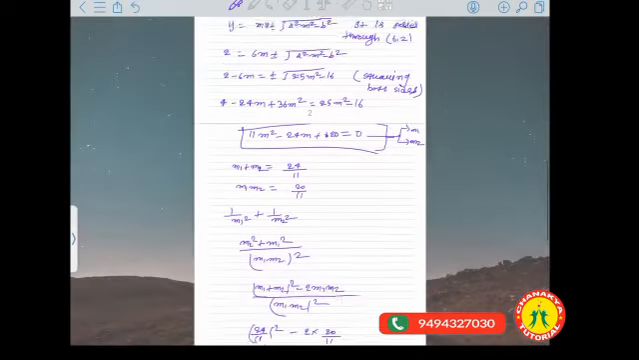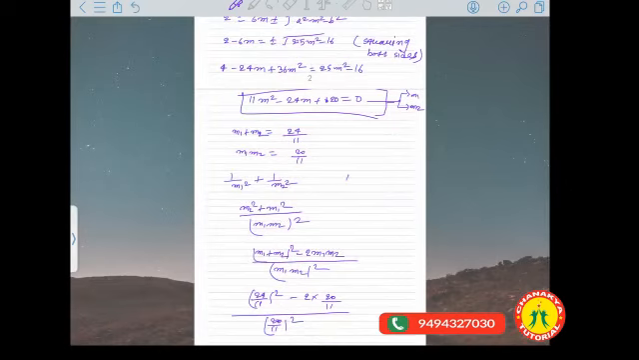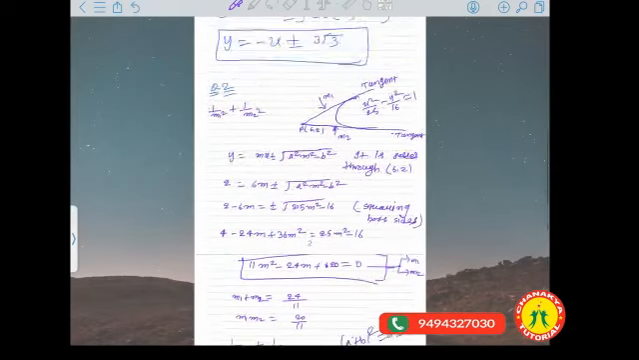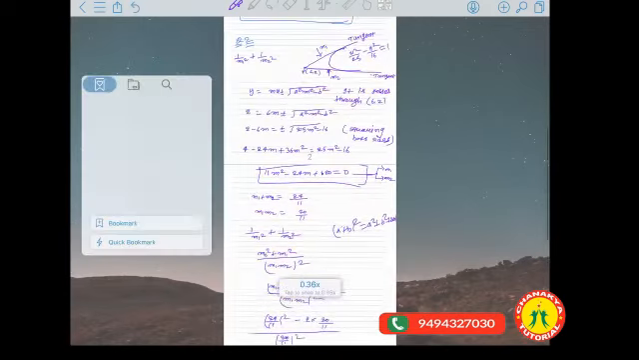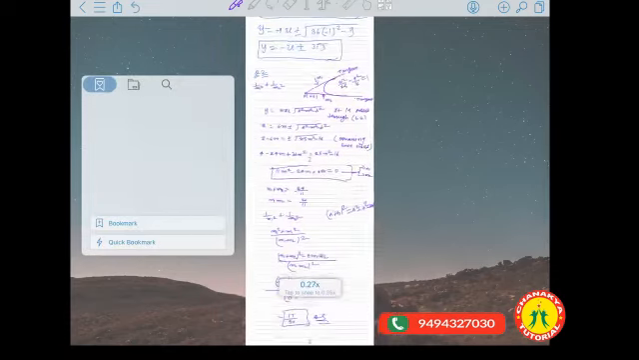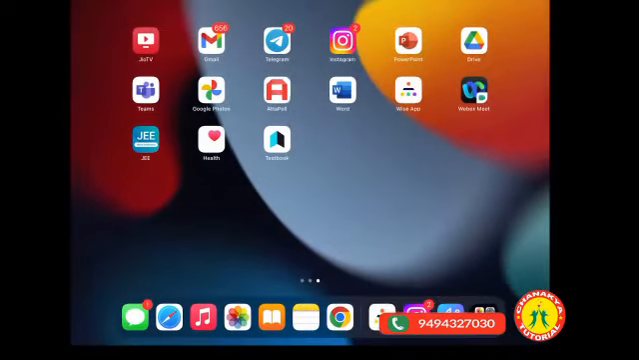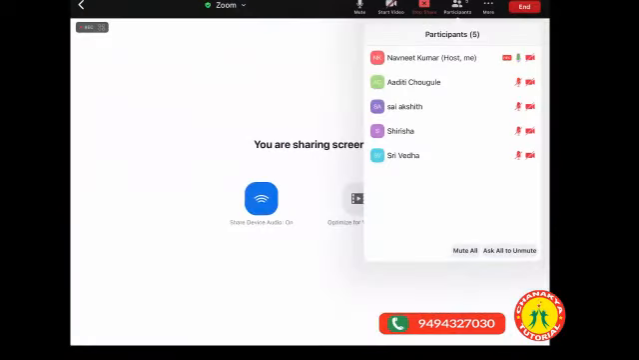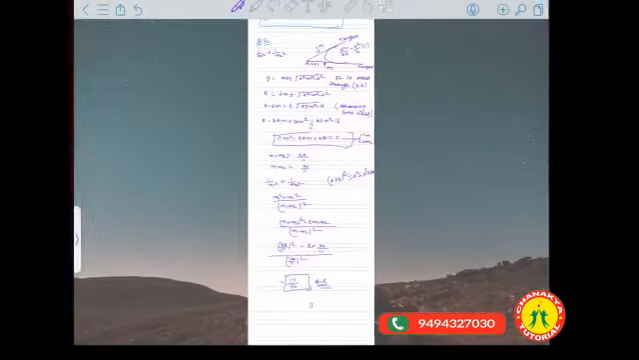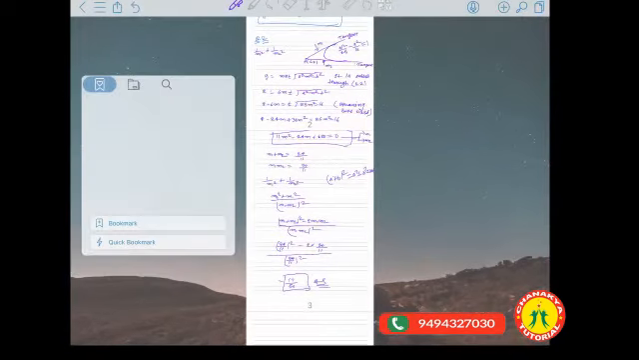We know now (a plus b)² is equal to a² plus b² plus 2ab. So m1² plus m2² is (m1 plus m2)² minus 2 times m1 m2. Everyone understood? Sai, any doubt? Srisha, समझ में आ गया? Yes, sir. Any doubt? समझ में आ गया सर. Okay, good.